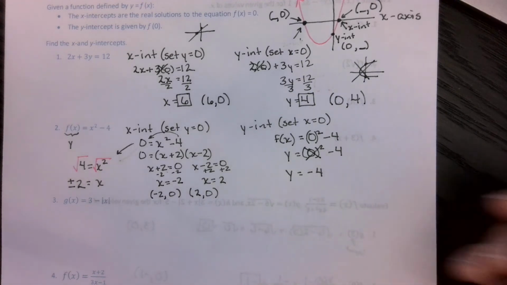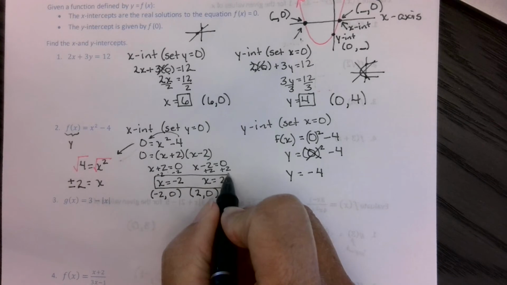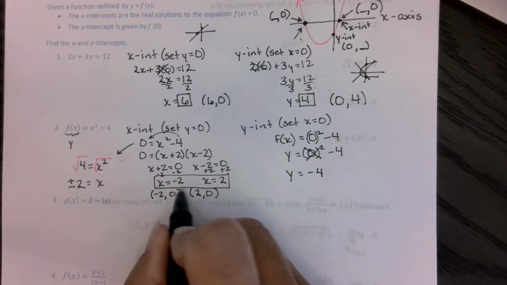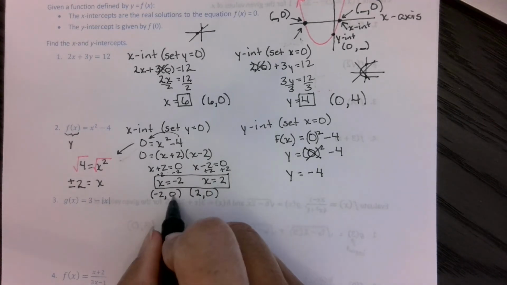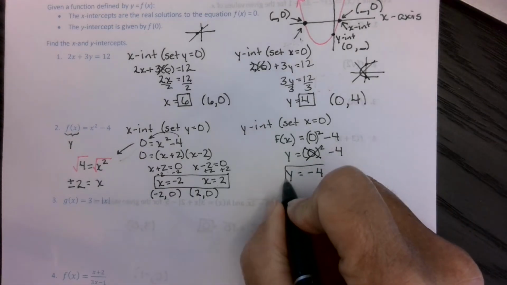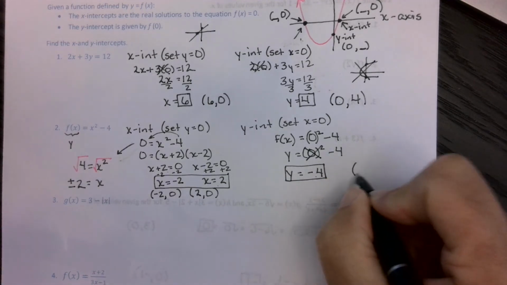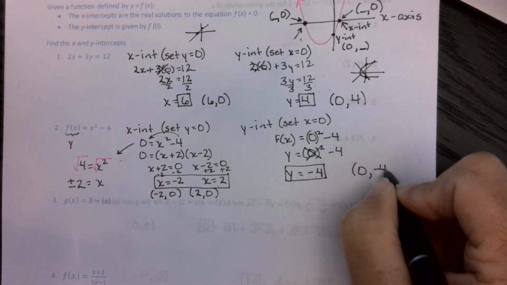So again, depending on how they want the answers, if they want just your intercepts of negative 2 and 2, or if they want an ordered pair, you'd put this. Again, I'm just not sure. So on your x-intercept, your y-intercept, it'd be negative 4. Again, if it's an ordered pair, it'd look like this.